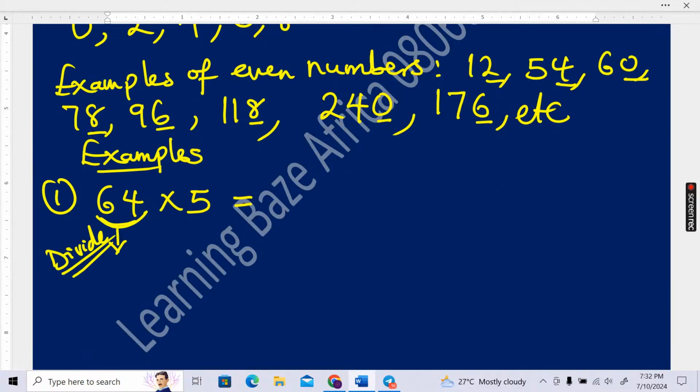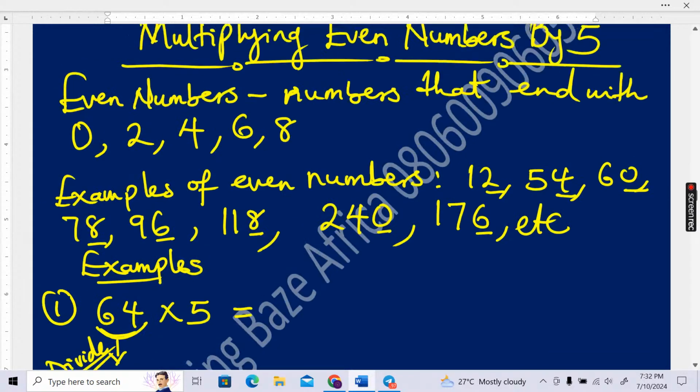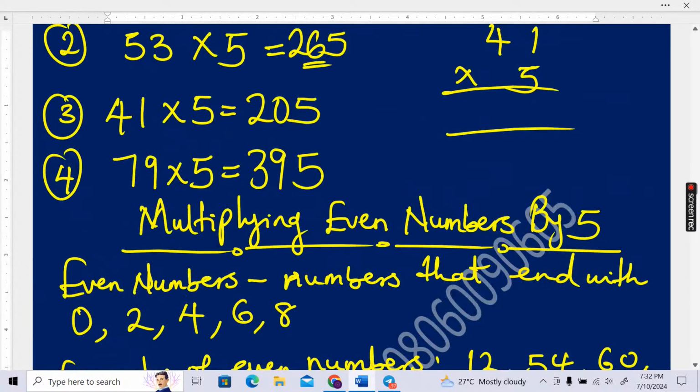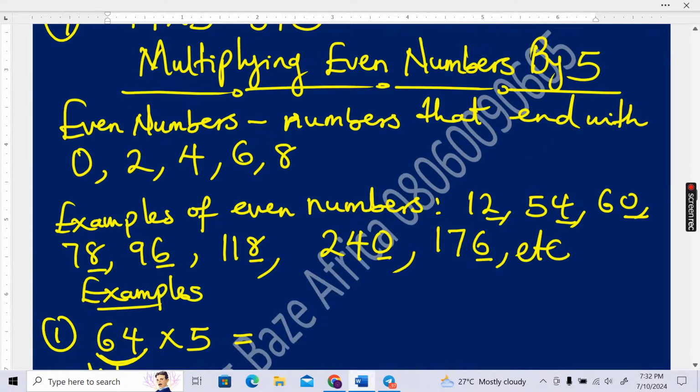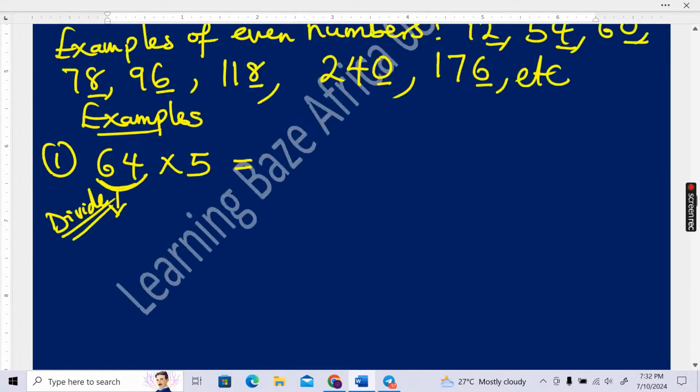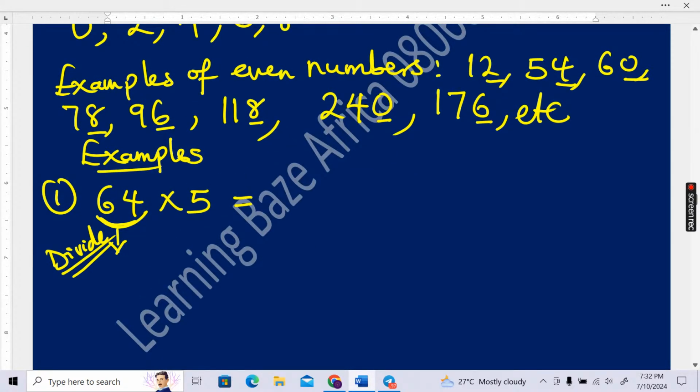Divide the number by 2, not doubling. You know, dividing the number by 2 is the opposite of doubling the number. So you only double the number when you are dividing by 5. Okay. So now multiplying by even numbers, divide that even number by 2, then write 0 beside it.